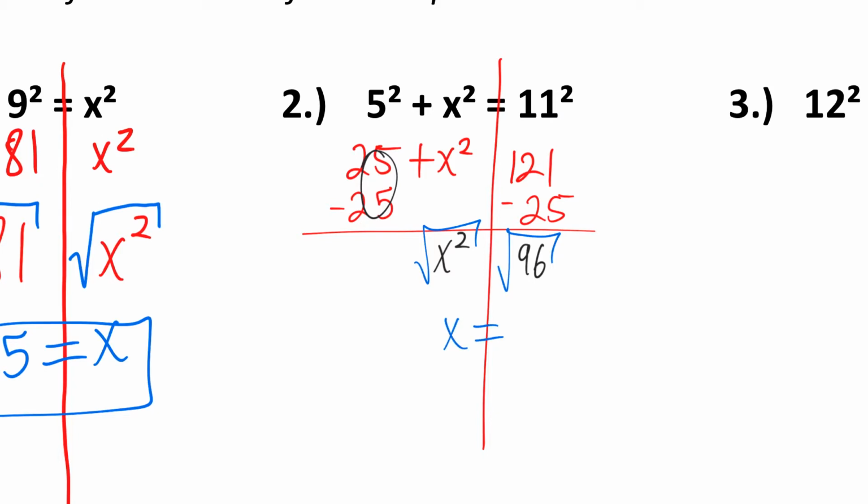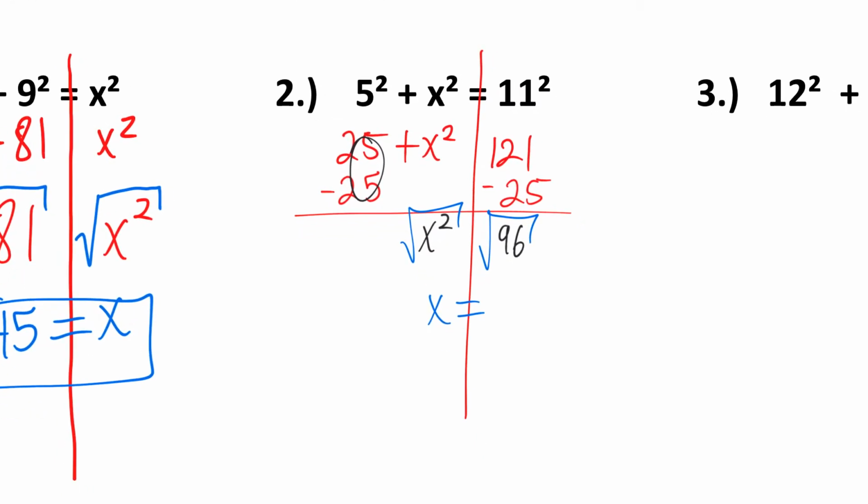And what's the square root of 96? It's like 9.797979. So we'll just round it to 9.8.